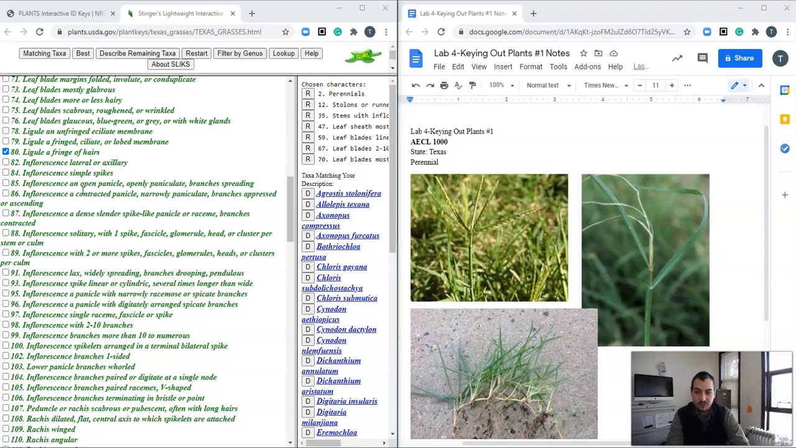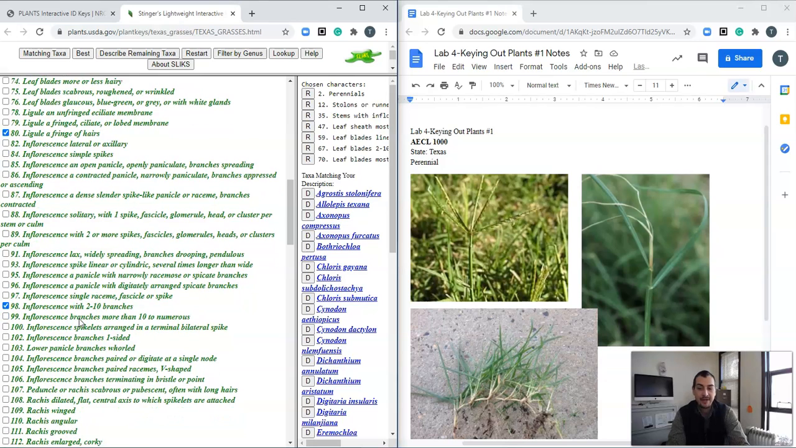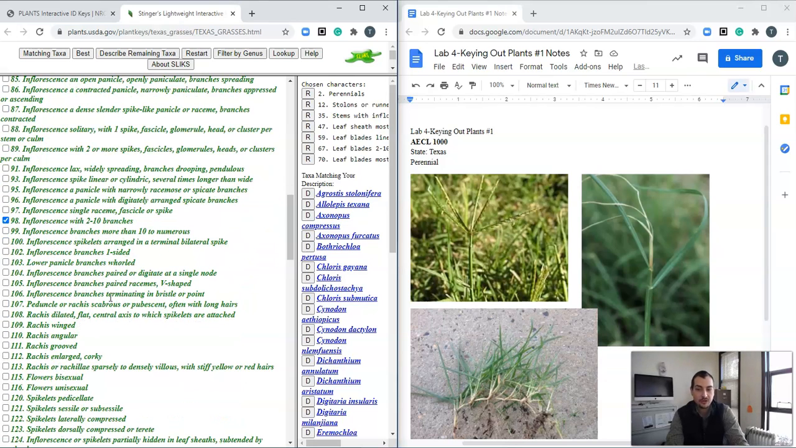So inflorescence are simple spikes. That's an open panicle, and then we're going to dive down here, and here's inflorescence with 2 or more spikes, but this is the one I'm looking more at. Inflorescence with 2 to 10 branches. So we've got the whole inflorescence, the whole flowering part, the whole seeding out part of the plant, and we've got different branches coming off that inflorescence. And we have about 2 to 10. Definitely not more than 10, but more than 2. So those are a couple more.